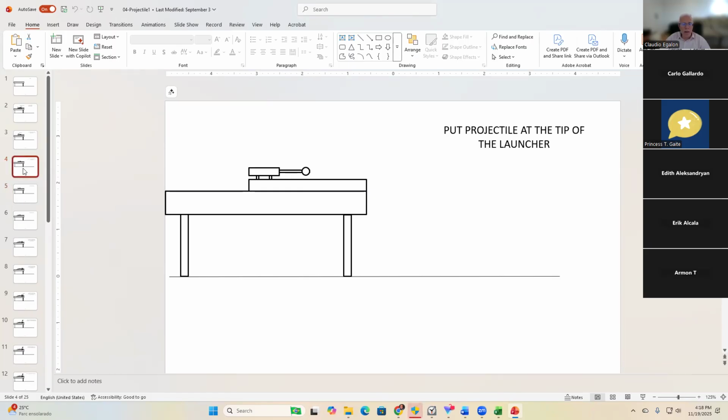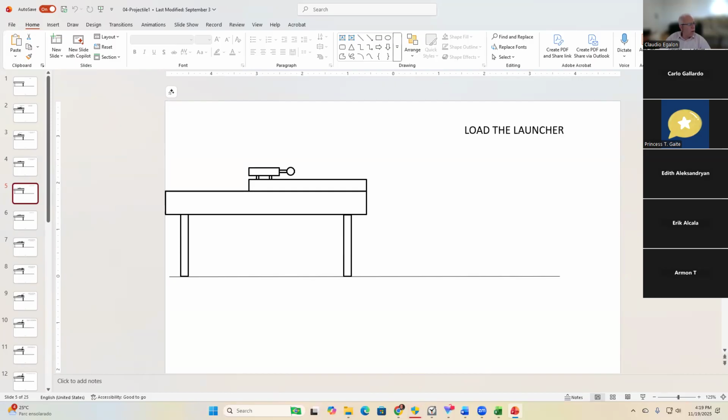Note, see that right in here, the launcher is not loaded. So the spring is not compressed. That the spring which is inside here is not compressed. Okay, then we compress the spring, and this device has a trigger. It has a trigger, okay, that we can use to launch the projectile.